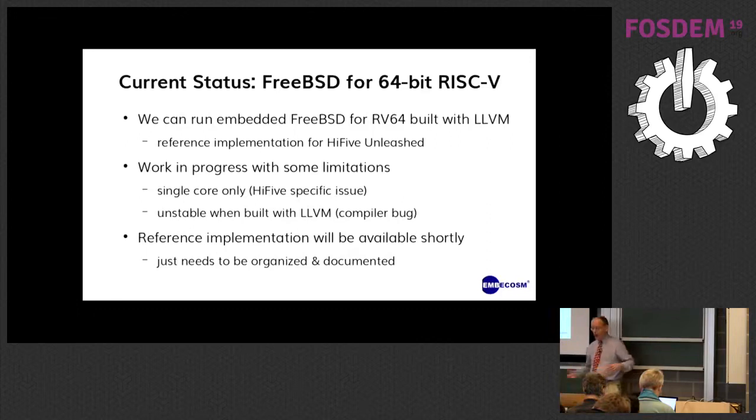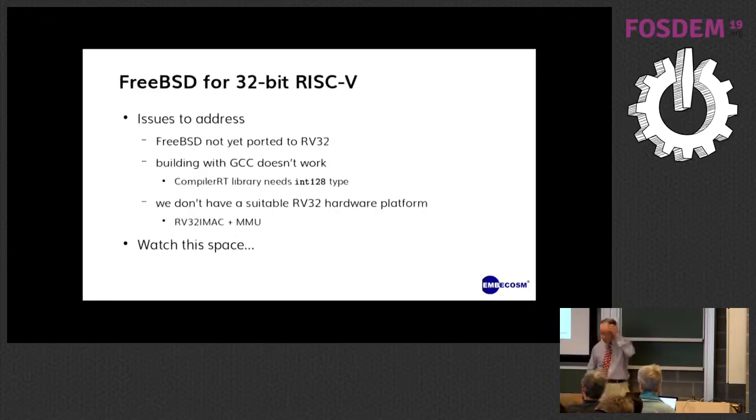Okay? I would like to have been able to say that the reference implementation will be available there. I'm afraid I've been travelling and it's sitting there and I haven't actually got it onto GitHub where people can help. It will appear in the next day or two. If you need it, please shout at me, because that will be a motivation to make sure we don't forget to do that. Okay? So where are we with FreeBSD for 32-bit RISC-V? There are a number of issues here.